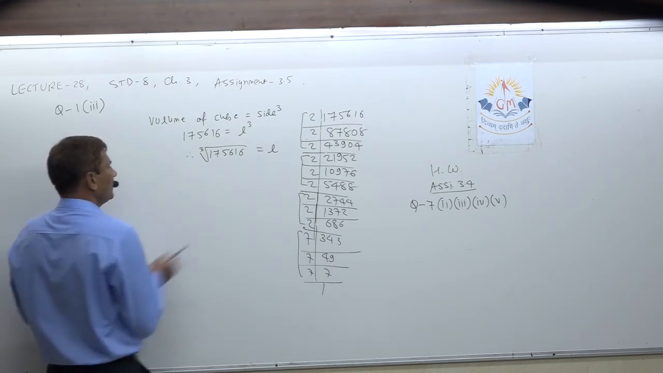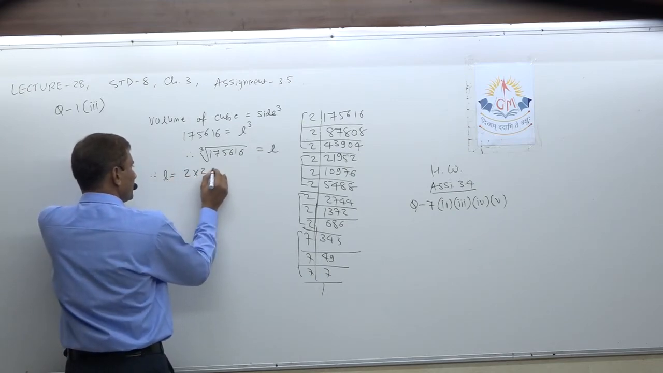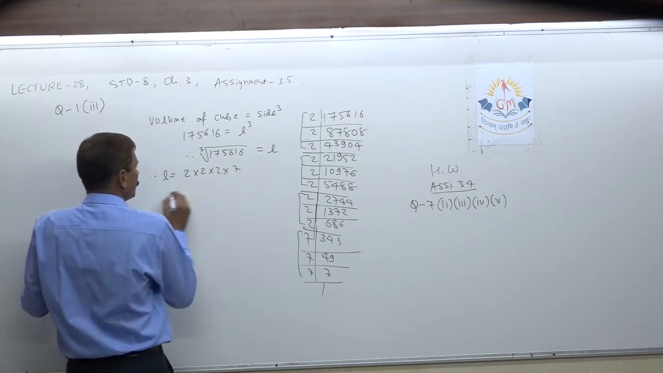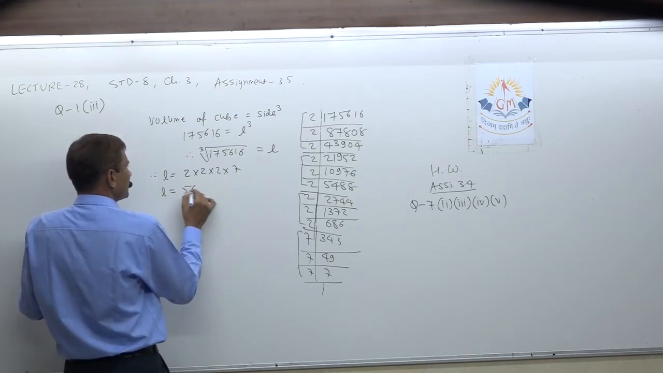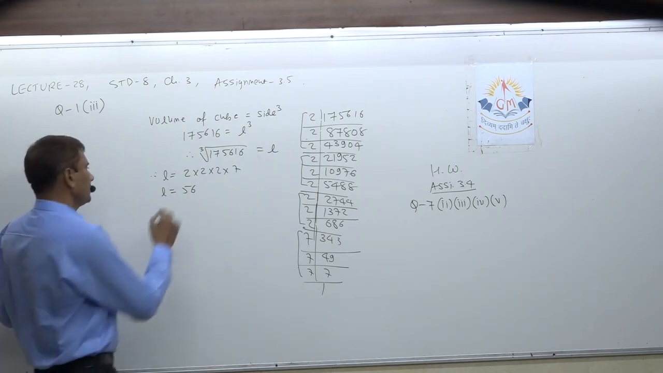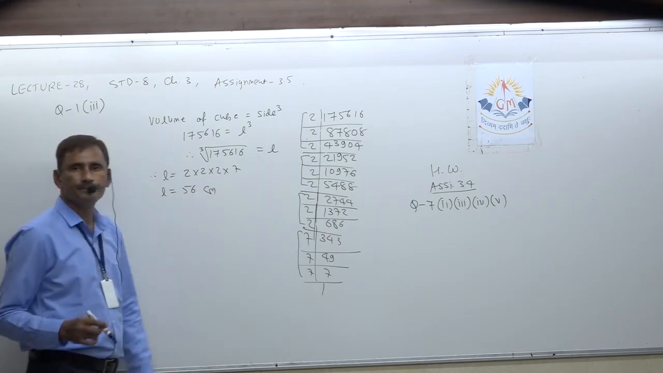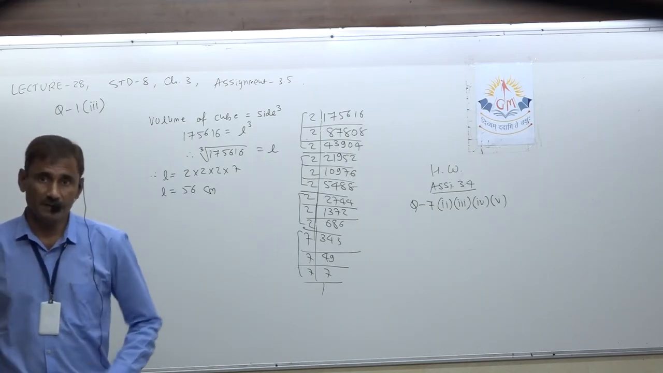So now, therefore I can say L equals what? 2 into 2 into 2 into 7. So L equals 2 to the power 3 times 7, which is 56. Okay, and they have given cubic centimeter for volume, so here the unit is only centimeter.